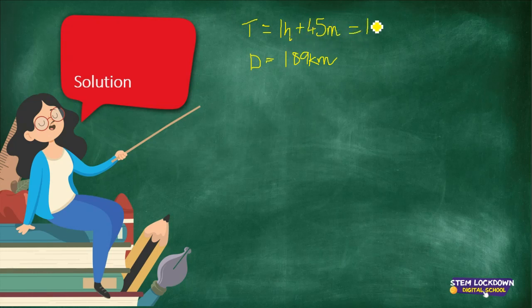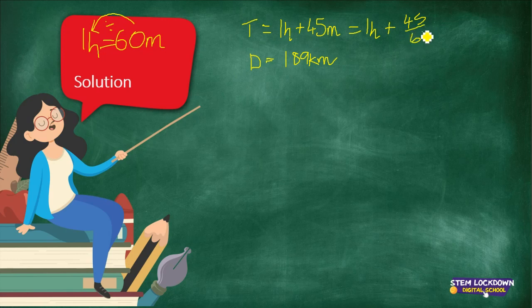So let me convert this to hours. Currently I have 1 hour plus 45 minutes, so I need to convert 45 minutes to hours. How do I change 45 minutes to hours? You need to look at your conversion: 1 hour is equal to 60 minutes. I'm moving from minutes to hours, so I must divide by a factor of 60. So it will be 45 divided by 60, and now it is in hours. That will be equal to 1 hour plus 45 divided by 60. What is your answer? I think it's 0.75.